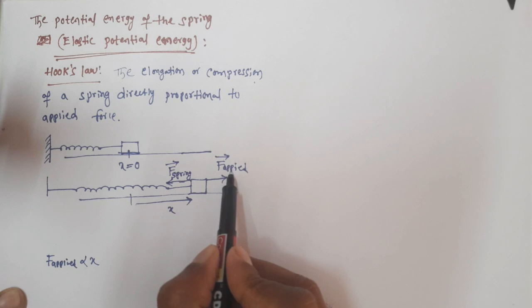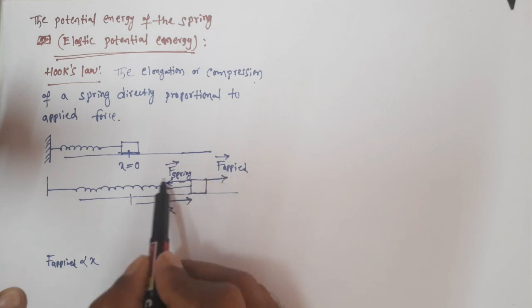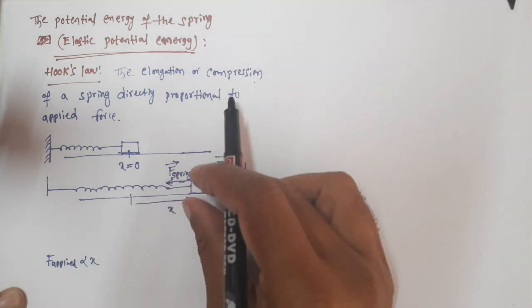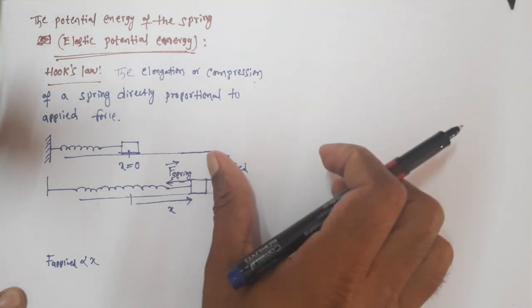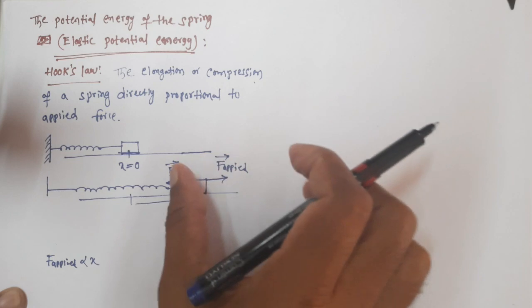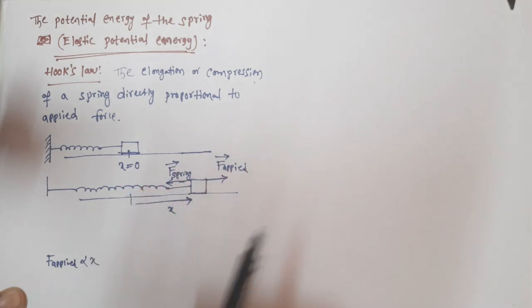Whenever the magnitude of applied force and the magnitude of spring force are the same, the block is at rest. If you remove this applied force, what happens, guys? There will not be this force. Only because of the spring force, because of the restoring force, the block accelerates in the backward direction.